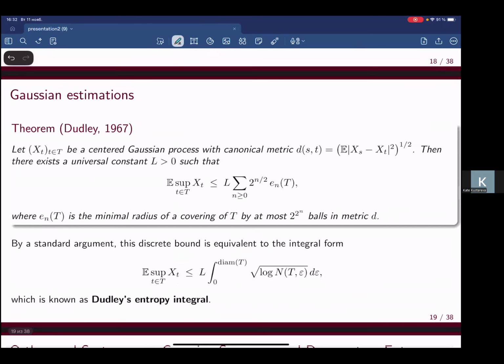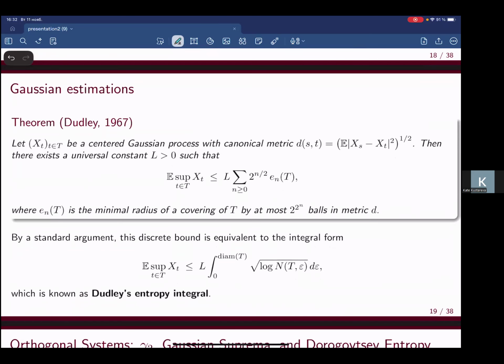Okay, the next one is Dudley's theorem. We can consider a centered Gaussian process X_t indexed by a metric space T with the canonical metric, and Dudley proves that there exists a universal constant L greater than 0, such that the expectation of the supremum of X_t is less than or equal to L multiplied by the sum over n of 2^(n/2) e_n(T), where e_n(T) denotes the minimal radius of a covering of T by at most 2^(2^n) metric balls.